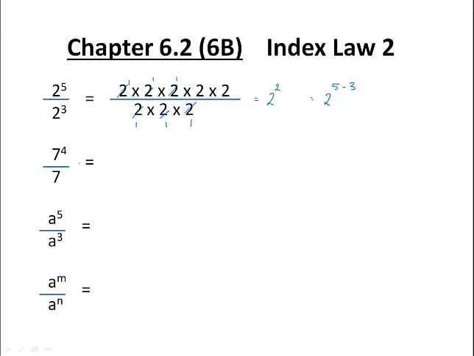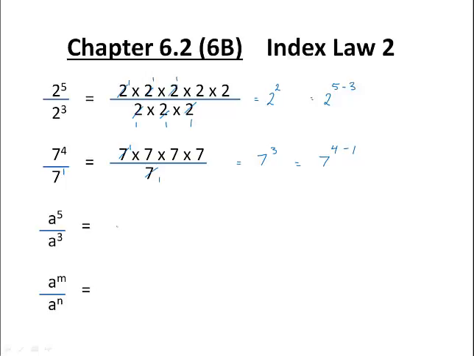If we look at the expression 7 to the power 4 divided by 7, again in expanded form, it would look like this. We can cancel one of the 7's in the numerator with the 7 in the denominator, and our answer would be 7 cubed. But we find that's actually 7 to the power 4 take 1. While there's no power on the 7 in the denominator, that's actually 7 to the power 1.